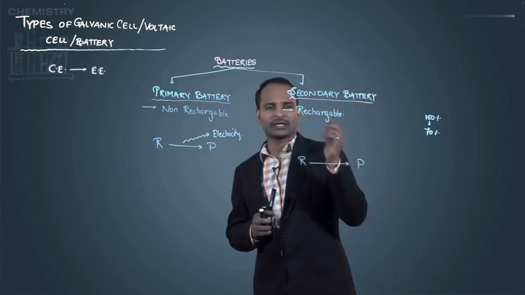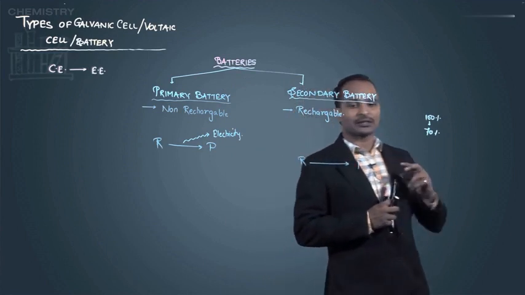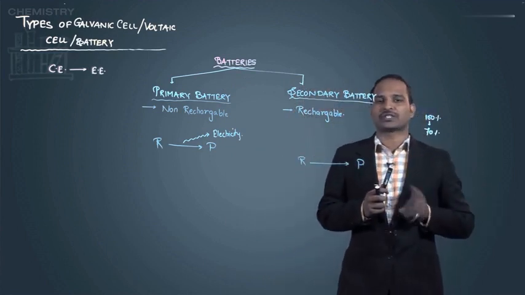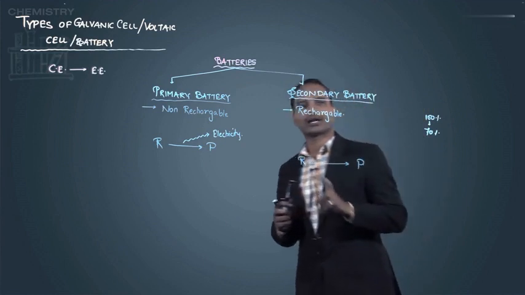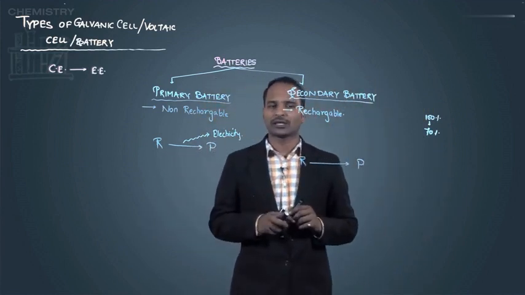After some time, you will see that the battery shows 60%. Now 60% means there is still 60% battery left. That means 60% of the reactants are still there to consume or to react. That means I can say 40% of the reactants are consumed.